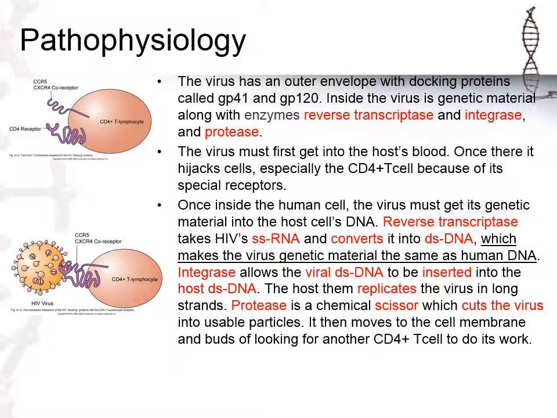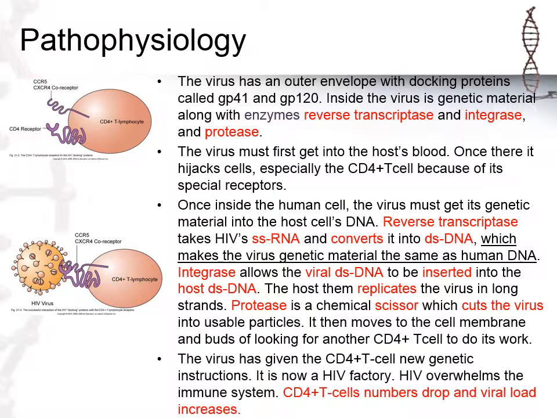Reverse transcriptase takes HIV's ssRNA and converts it into dsDNA, which makes the virus genetic material the same as human DNA. Integrase allows the viral dsDNA to be inserted into the host dsDNA. The host then replicates the virus in long strands. Protease is a chemical scissor which cuts the virus into usable particles. It then moves to the cell membrane and buds off, looking for another CD4 plus T cell to continue doing its work.